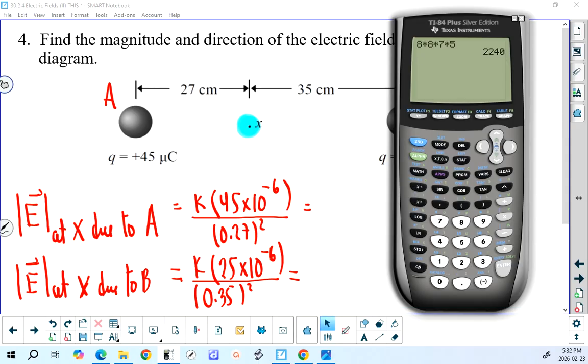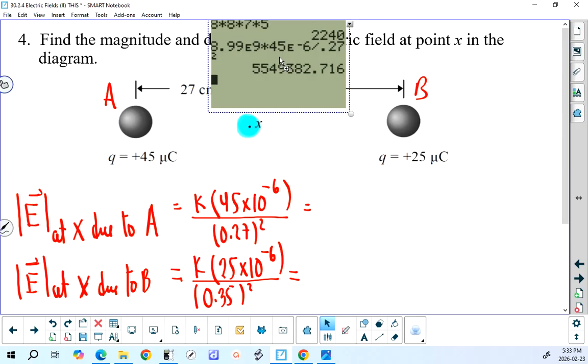So Coulomb's constant, 8.99 multiplied by 10 to the 9 times the charge on A is 45 microcoulombs. Remember to use your scientific notation function. Don't enter times 10 raised to. That leads to errors. And then we divide by 0.27 squared. Double check before I hit enter. 8.99 times 10 to the 9 times 45 microcoulombs over 0.27 squared. So this electric field at x due to A is that number. I'm just going to park that there so I don't have to write it down.